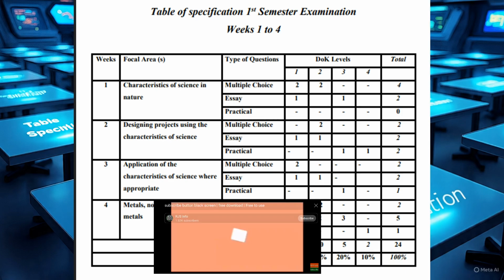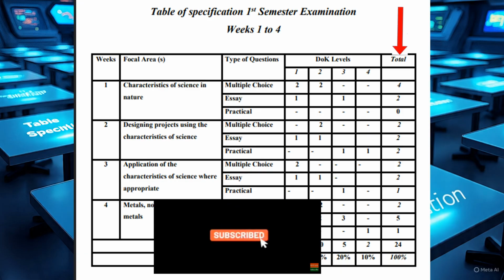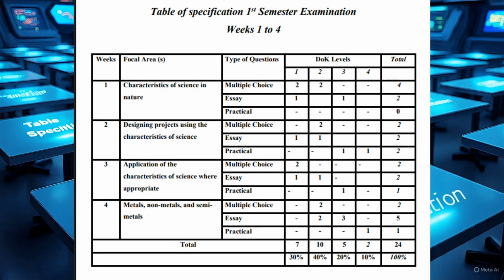Your next action is to write down the total number of questions for each week in the last vertical column. This is at your right-hand side, labeled Total. The bottom of the table of specification also has totals, so write the total number of questions in each column of the DOK levels.